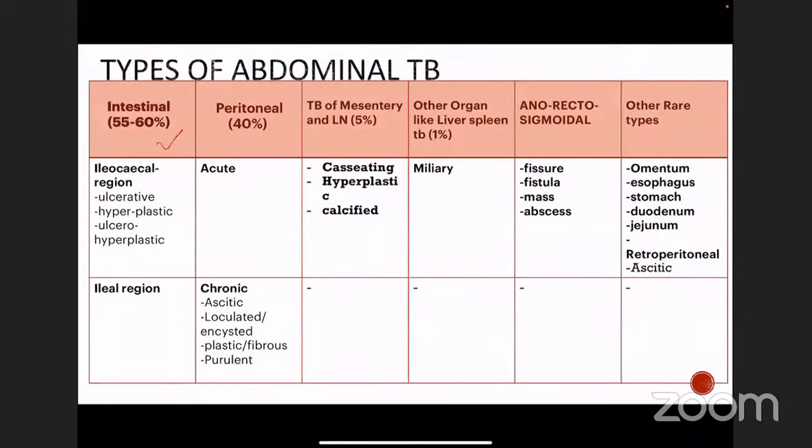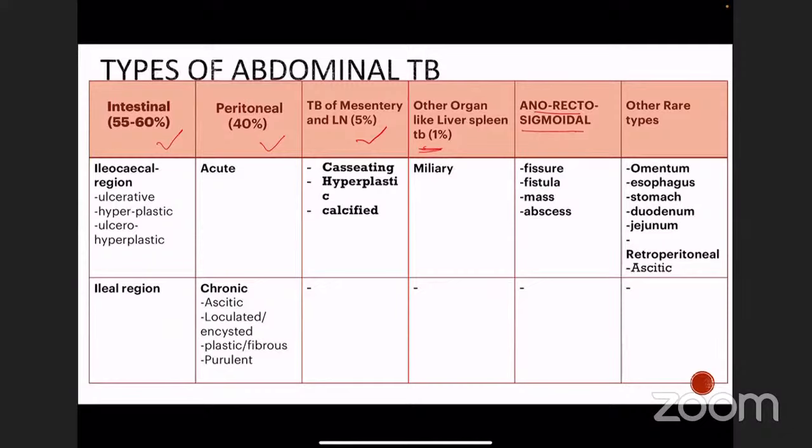The bowel, that is the intestine, has maximum involvement, 55 to 60%. Then covering it, the peritoneum, 40%. With the intestine, there is the mesentery and mesenteric lymph nodes, which is 5%. Other organs like liver, spleen, kidney, etc., come under 1%. Another is the anorectosigmoid part. The anorectum is also part of the bowel, the intestine, but it has an anal region that is externally visible.